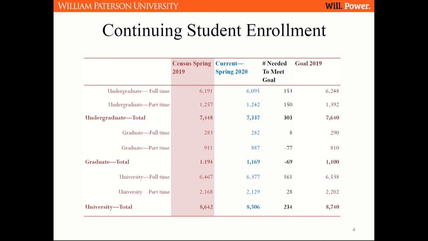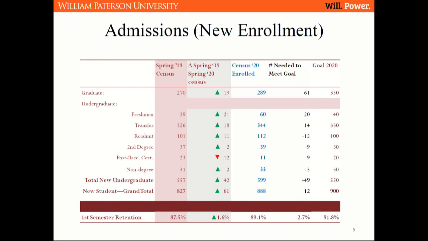That was offset to some degree by the number of new students who enrolled. If you look at this particular table, the categories of students are a little bit different. We're looking at graduate, and then we're looking at all categories of undergraduate students. And the final row, all by itself, is the one semester retention rate. I'll get to that in a second.